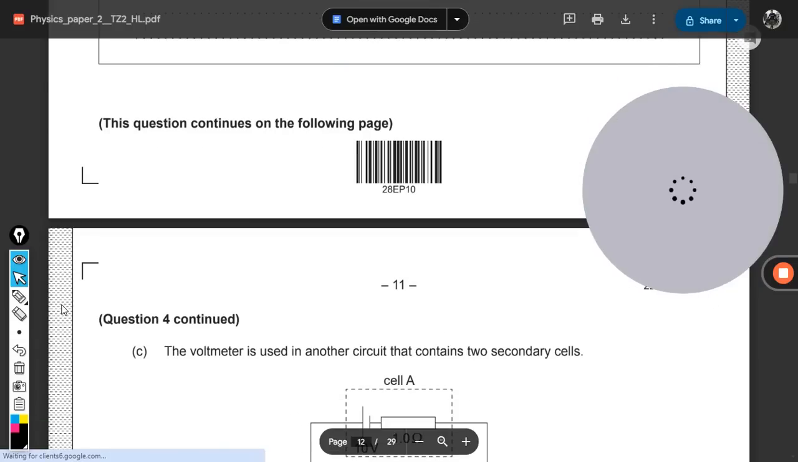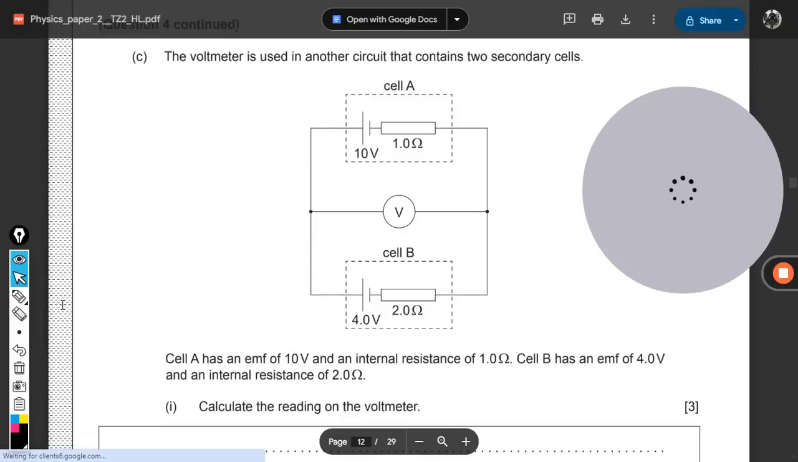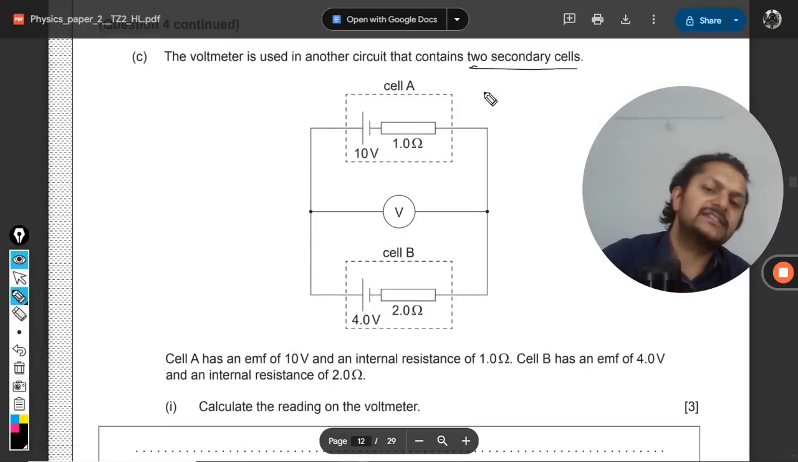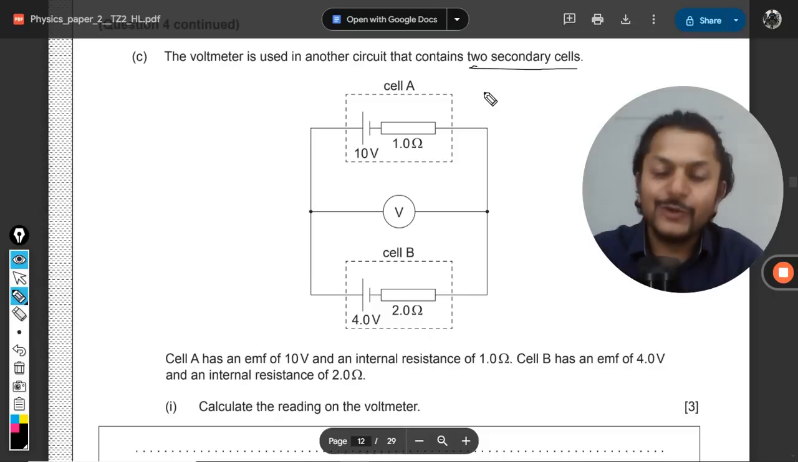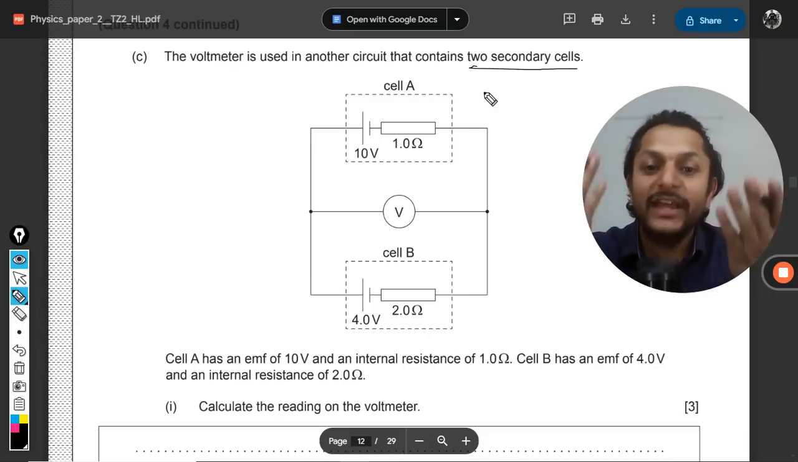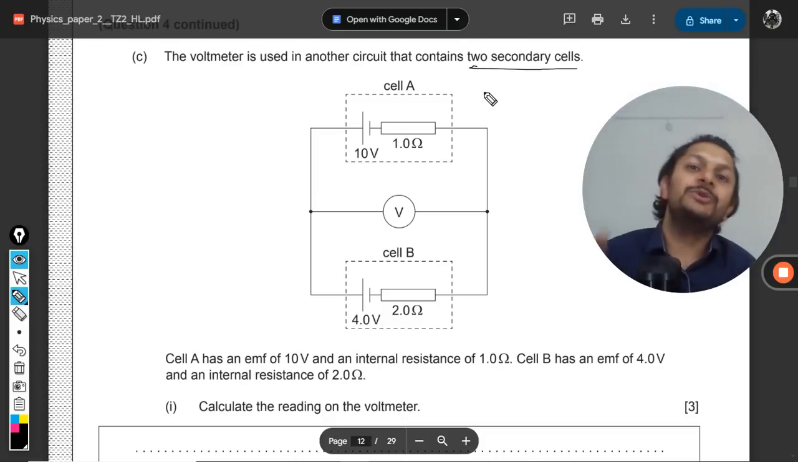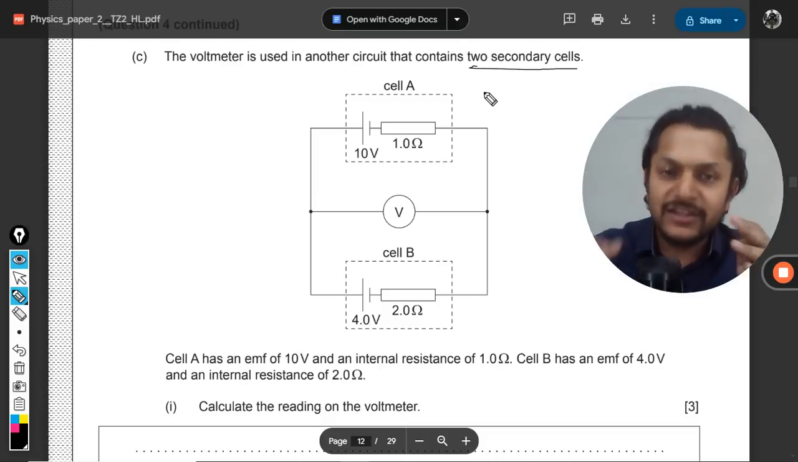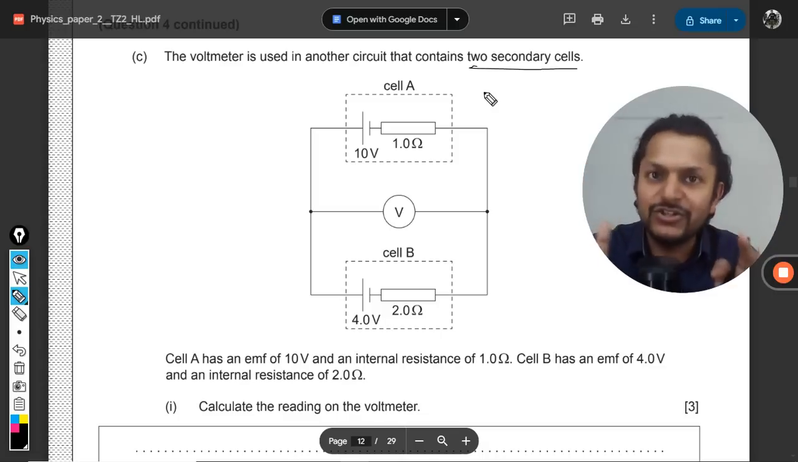Okay. The voltmeter is used in another circuit that contains two secondary cells. I was telling you that there are questions where the charging of the battery is taking place, but even in this question, we would be using the same formula. Now, I will show you the difference. I will explain it properly.